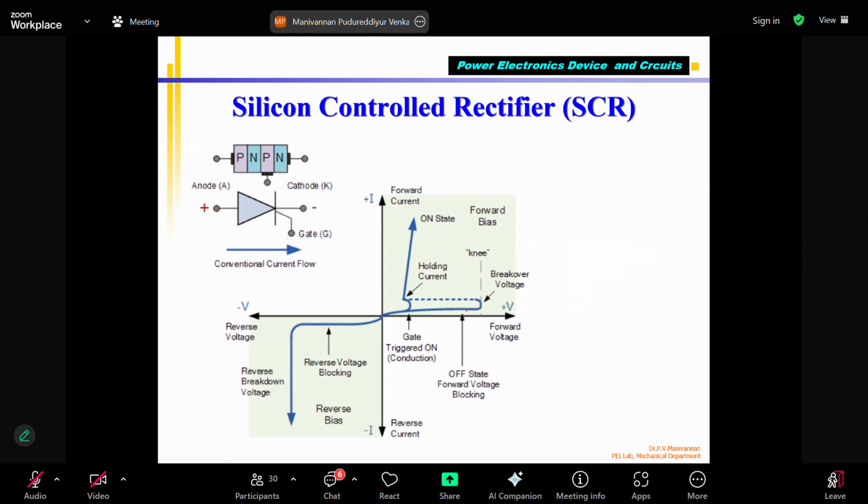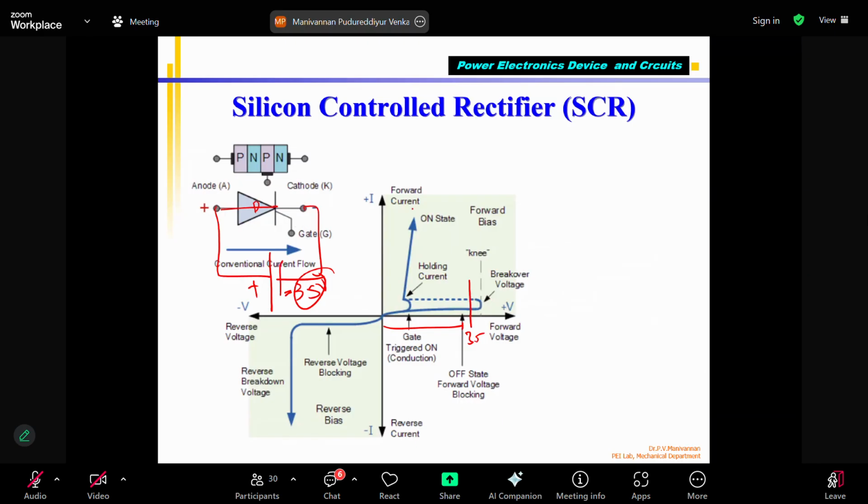Now that I applied 35 volts between anode and cathode, plus and minus, the current will not go. The SCR is not conducting. Why is the current not flowing? Because my anode to cathode voltage is below the breakdown voltage.